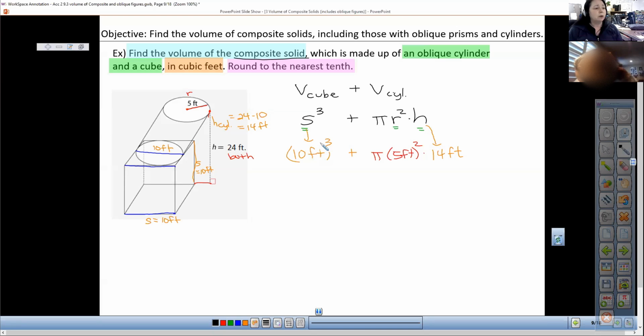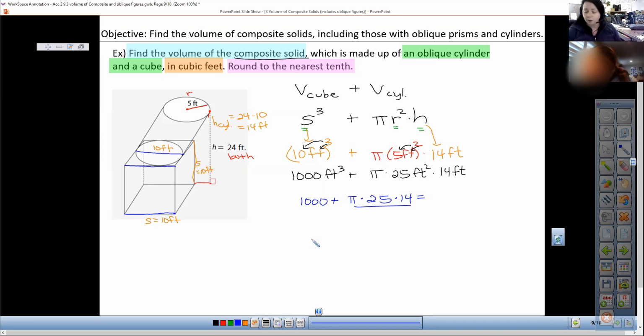So now doing our exponents first, this would give us 1,000 cubic feet plus pi times, remember the 5 would be squared here, 25 square feet times 14 feet. The nice thing about your scientific calculators is that at this point, you can just type this into your calculator and it will do the order of operations for you. So you just type in 1,000 plus, hit the pi key, hit times, hit 25, hit times, hit 14, hit equals, and it will do the multiplication first and then add 1,000 to follow order of operations. And we can round that way.